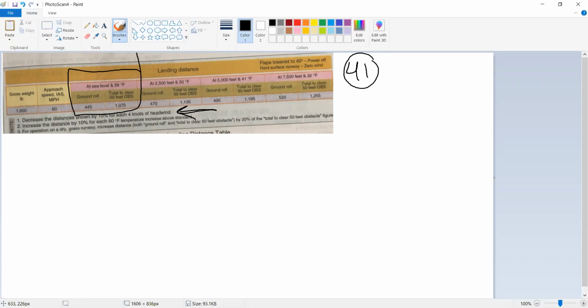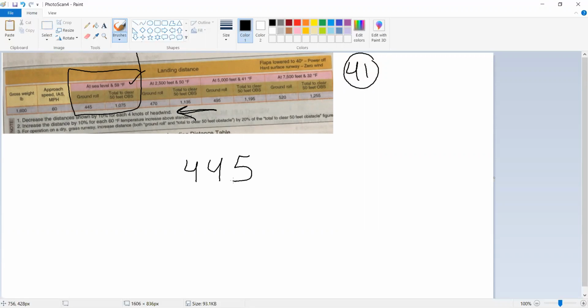So let's read this. It says determine the approximate landing ground roll distance. So the pressure altitude is given. That's sea level. So we see that. That's here. Check off. So we're at the right mark. Headwind is 4 knots. And the standard temperature is standard. We don't need to worry about that. So the current ground roll is 445.